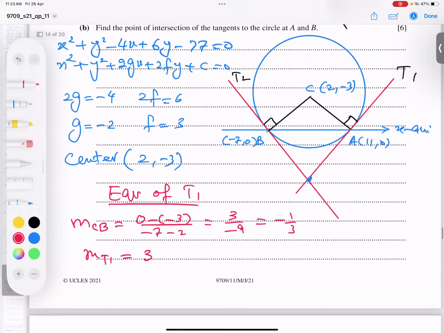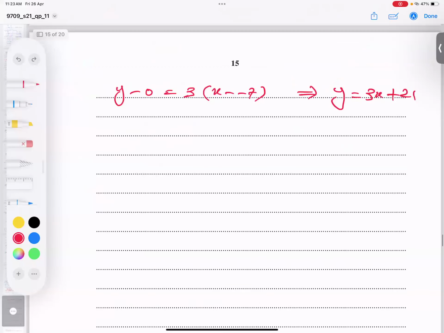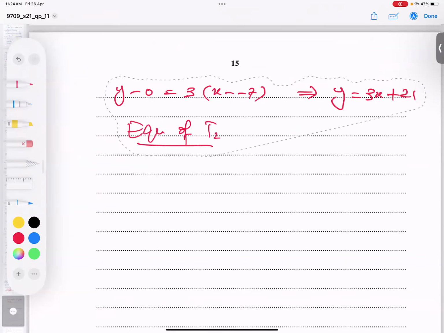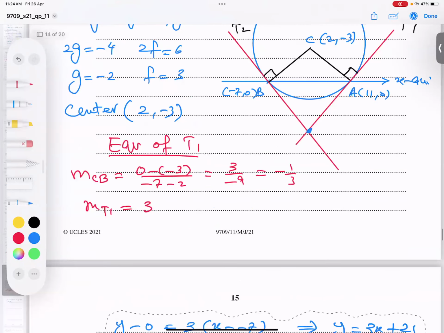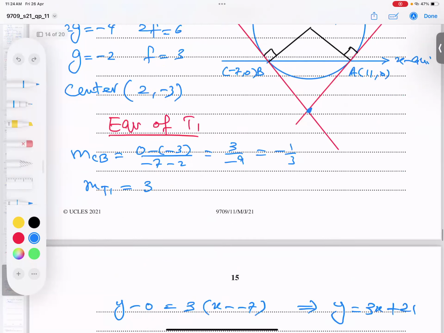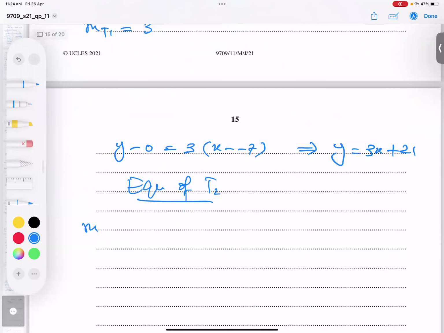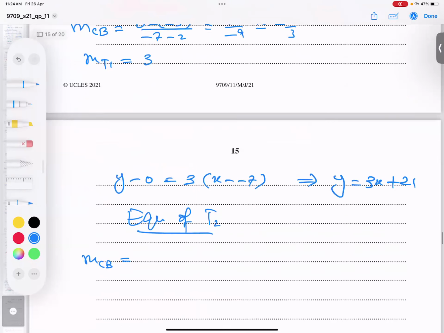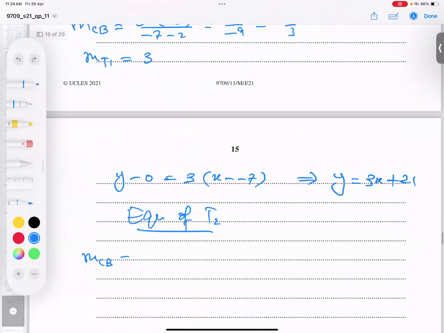Let's go for the next part. Same story here. What is the gradient of the other line? So I'm writing here the title, equation of T2. Okay, one minute. So I'm going to do this T2. Okay, so let's proceed. And how to get it? So students, the points are at 0, 11 and that. Okay, so I'm finding the gradient of CB. CB? No, CA, sorry. CA.